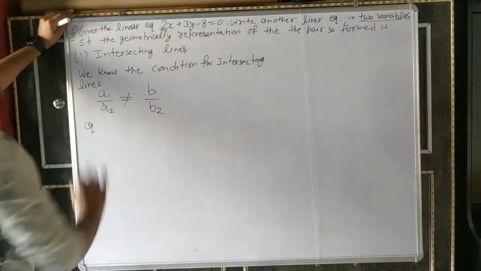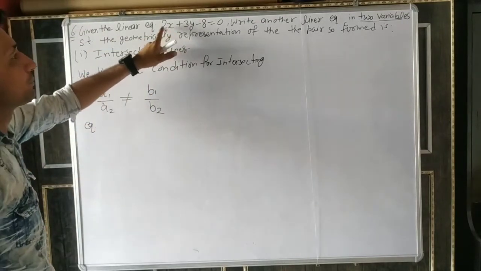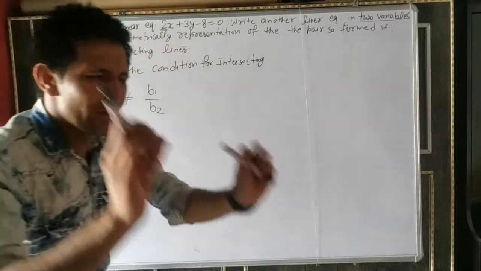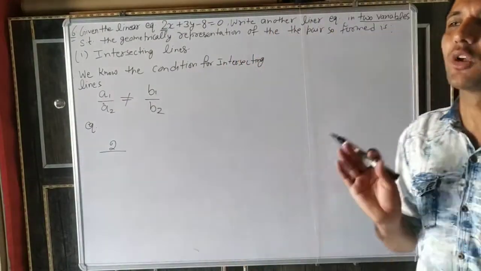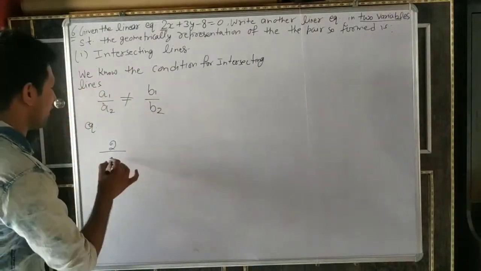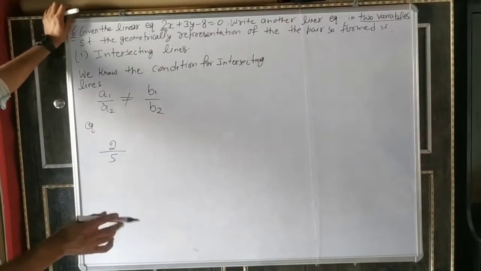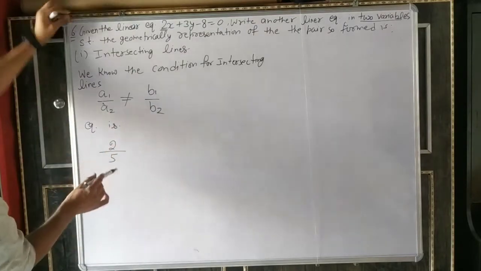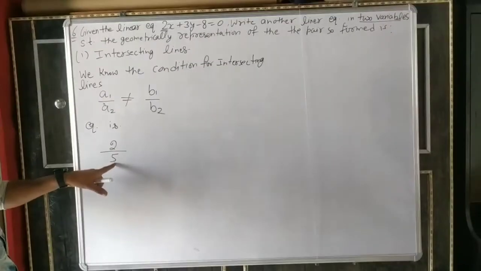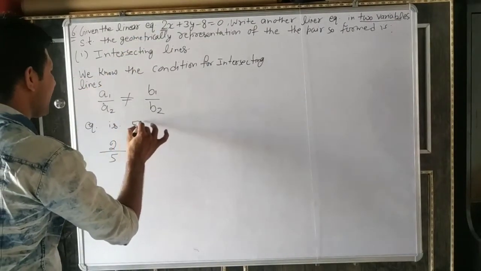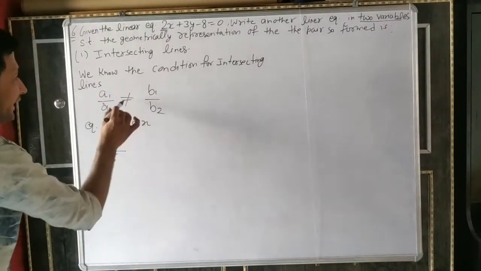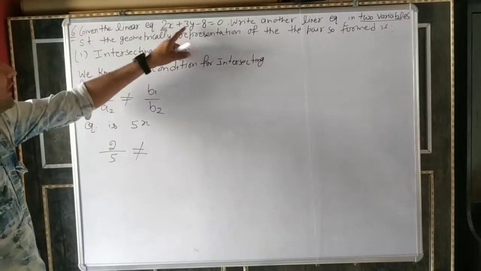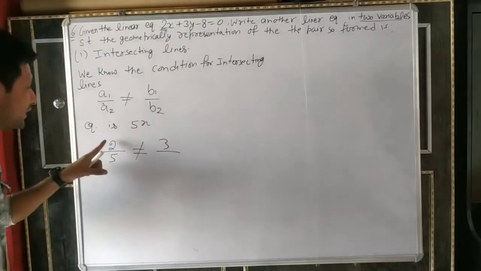A1 is given. A1 is the coefficient of x, so 2 upon any number you can take, whatever is in your mind. You can write 2 upon 5. So you will write the second equation. A1 by A2, A2 you took 5, so you write 5x. Now it should not be equal to B1 by B2. B1 is 3, so they should not be equal.